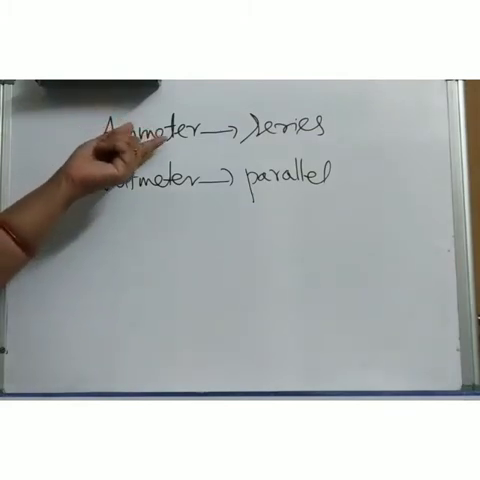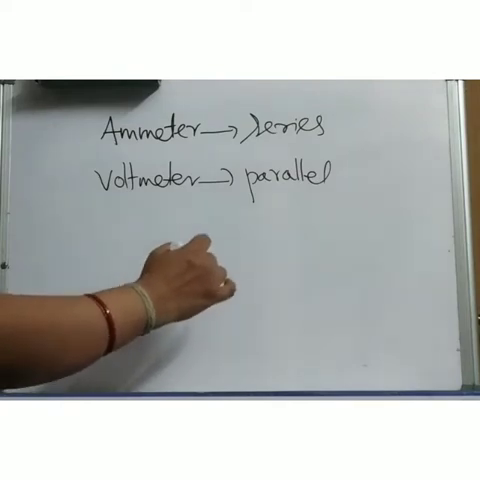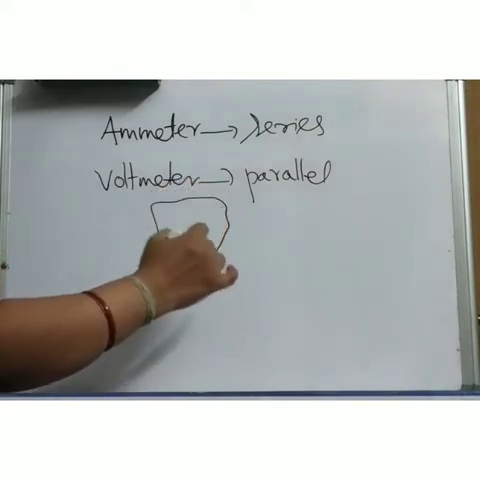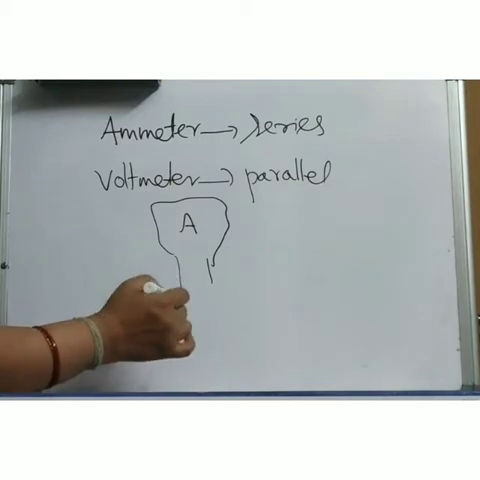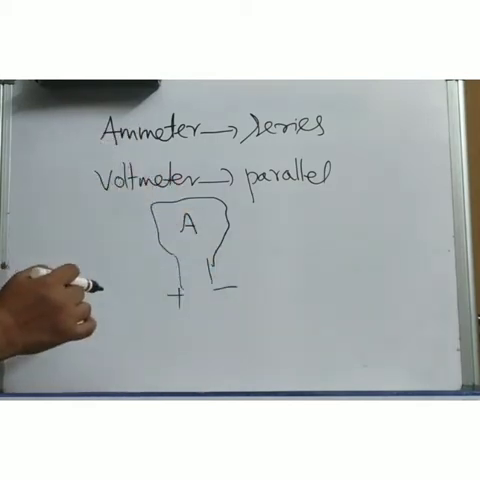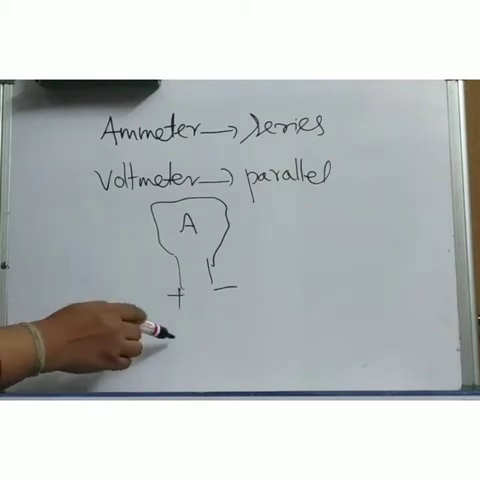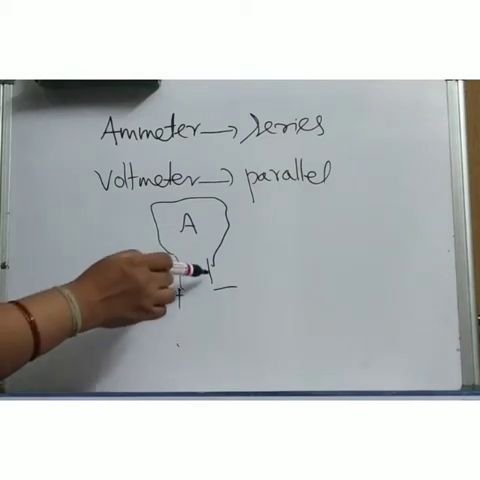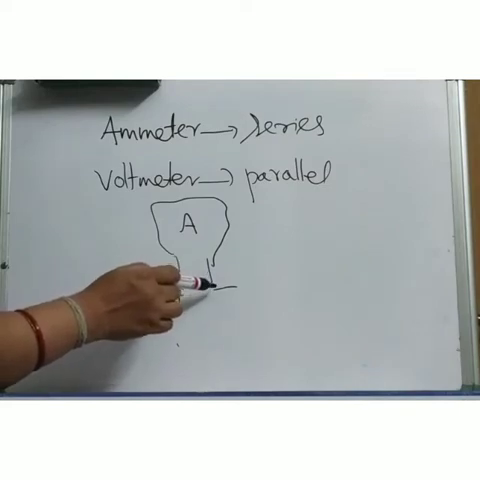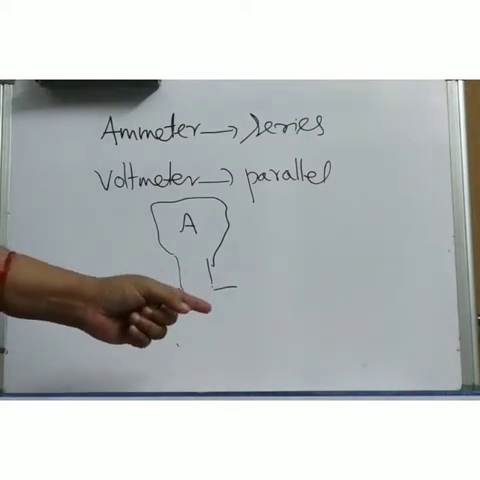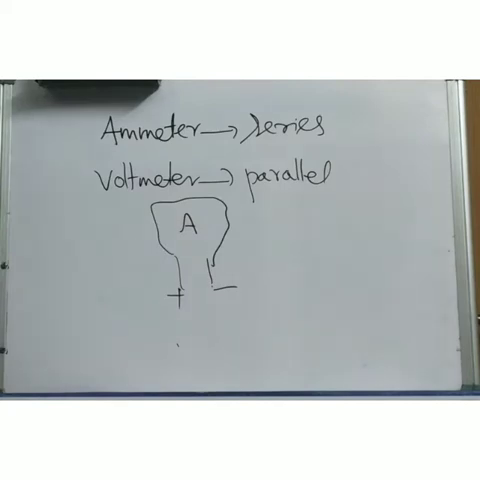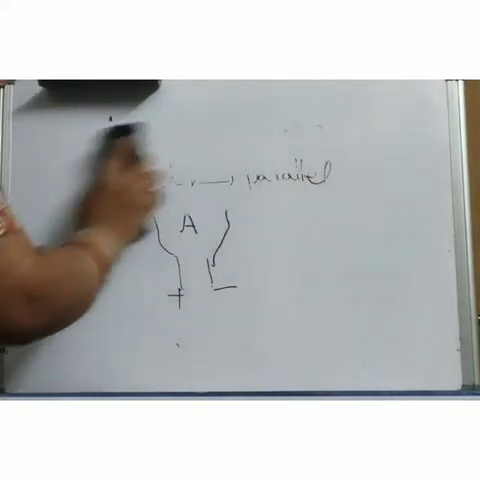So suppose this is your ammeter. There will be one positive terminal and one negative terminal. The positive terminal of the ammeter is connected to the positive terminal of the battery, and the negative terminal of the ammeter will be connected to the negative terminal of the battery. Okay. After that we will discuss what is called a closed circuit and an open circuit.